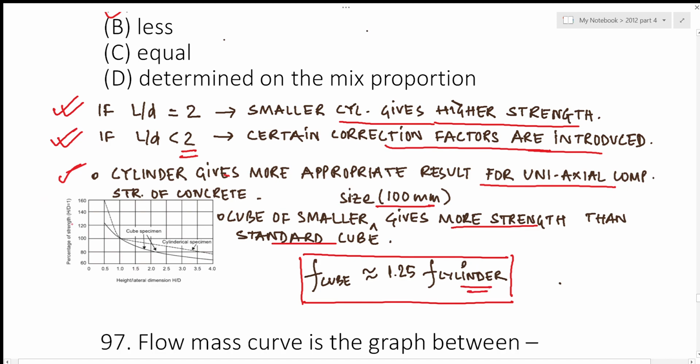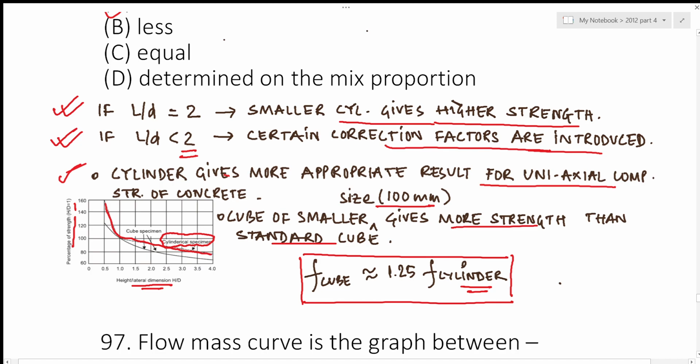Now this is the graph that is plotted between the percentage of strength, where h by d is equal to 1, the height to dia ratio, and the height to lateral dimensions is given here. And for cylindrical specimen, this particular graph is followed.